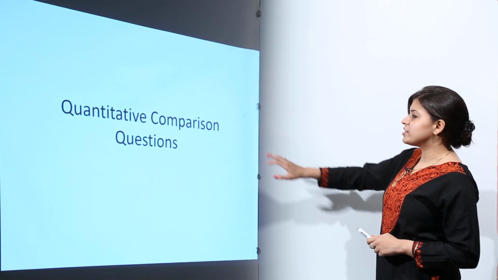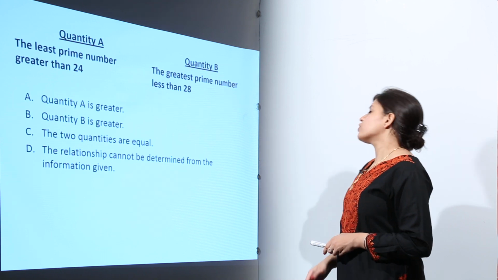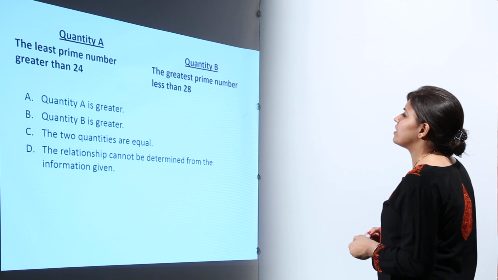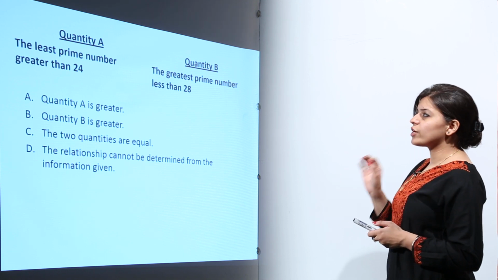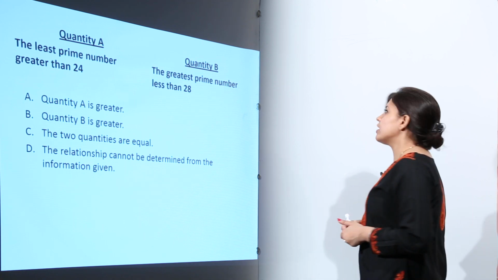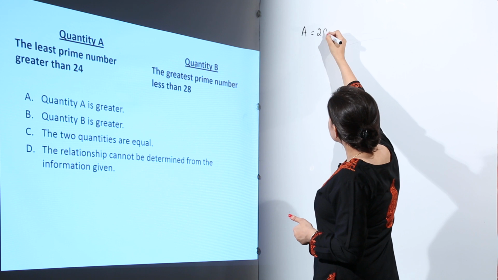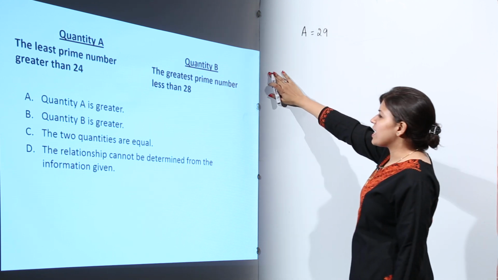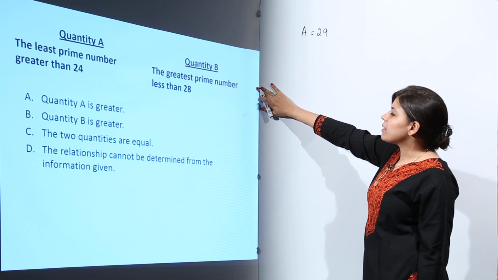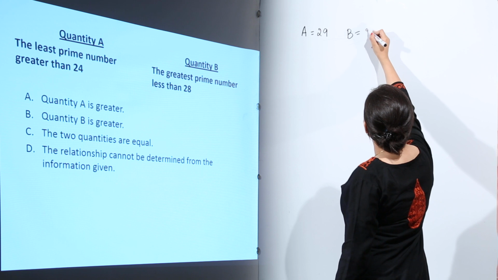Let's see some examples of the quantitative comparison questions. The first question says that we have two quantities A and B. The first quantity is the least prime number that is greater than 24. So we know that the least prime number that is greater than 24 is 29. Quantity B says the greatest prime number that is less than 28. The greatest prime number that is less than 28 is 23.